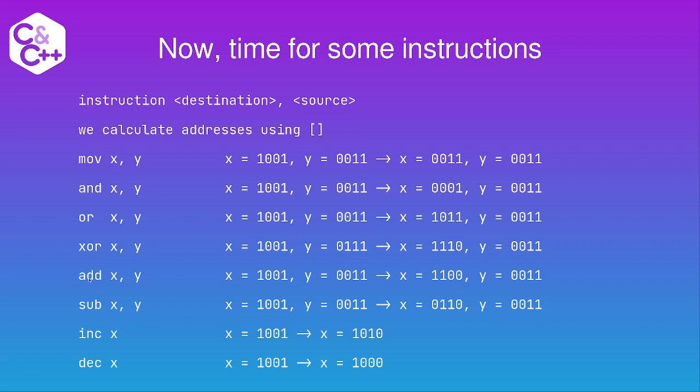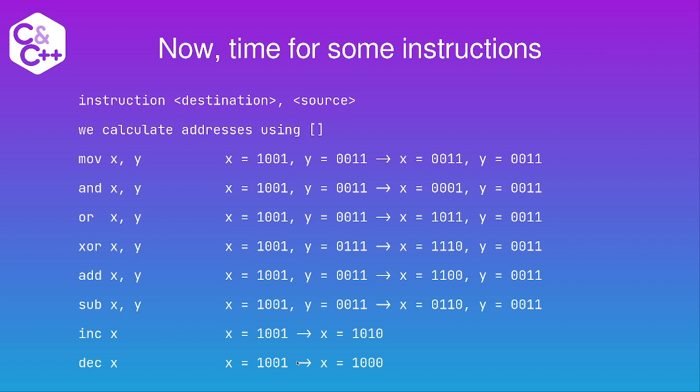The add instruction adds the two operands together and stores the value in x. If x was 1001 and y was 0011, x would become 1100 and y would stay 0011. And with sub x, y, it's the same thing: it will subtract y from x and store the value in x. There is also increment, which takes only one operand, and basically it's the same as add 1. And there's also decrement, which is equal to subtract 1.